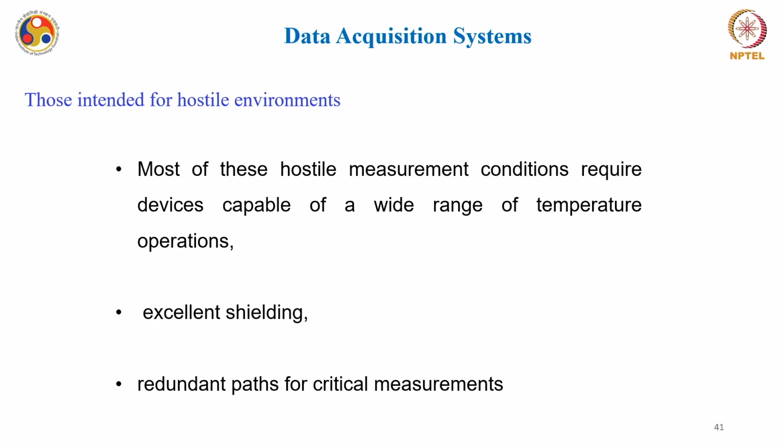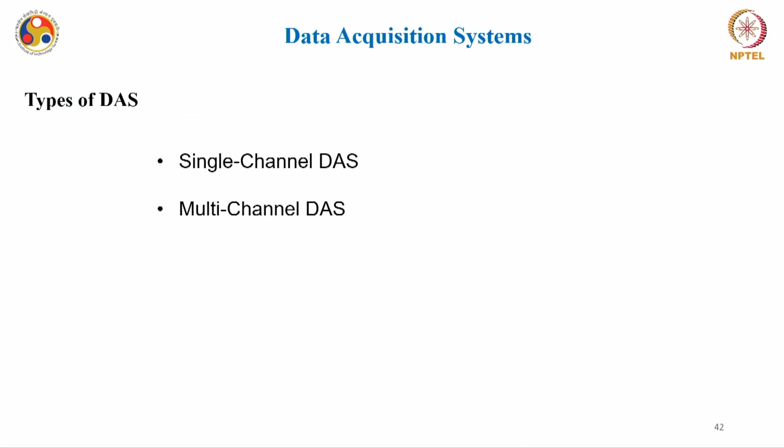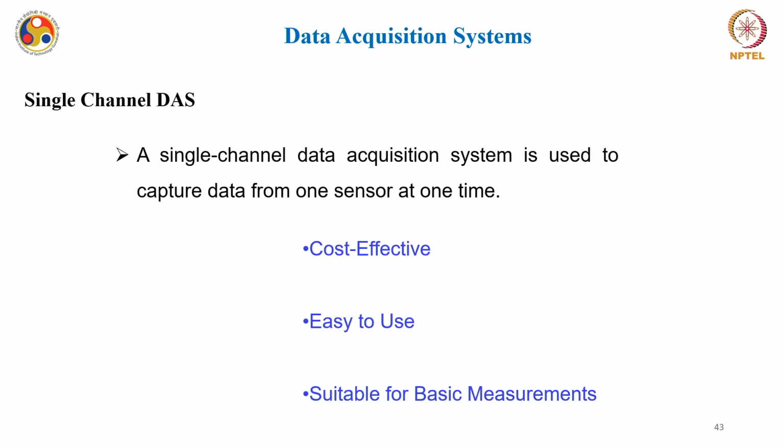Most of these hostile measurement conditions require devices capable of a wide range of temperature operation, excellent shielding and redundant paths for critical measurements. Then, based on the number of channels, you have two types of DAS system: single channel DAS and multi-channel DAS. A single channel data acquisition system is used to capture data from one sensor at one time.